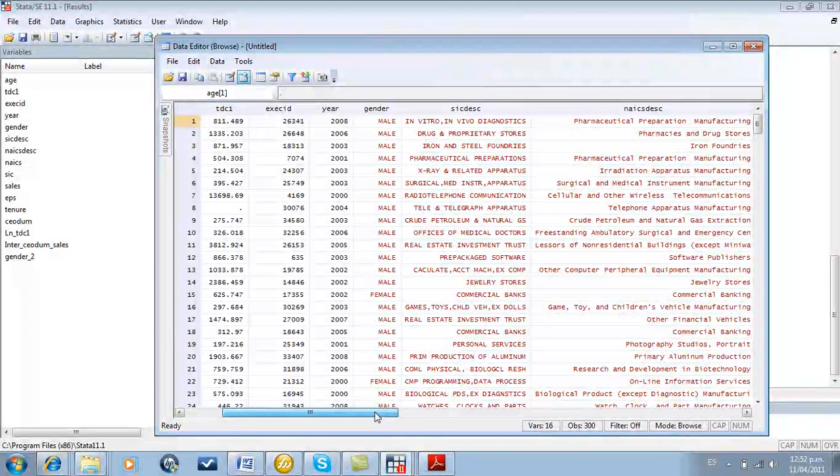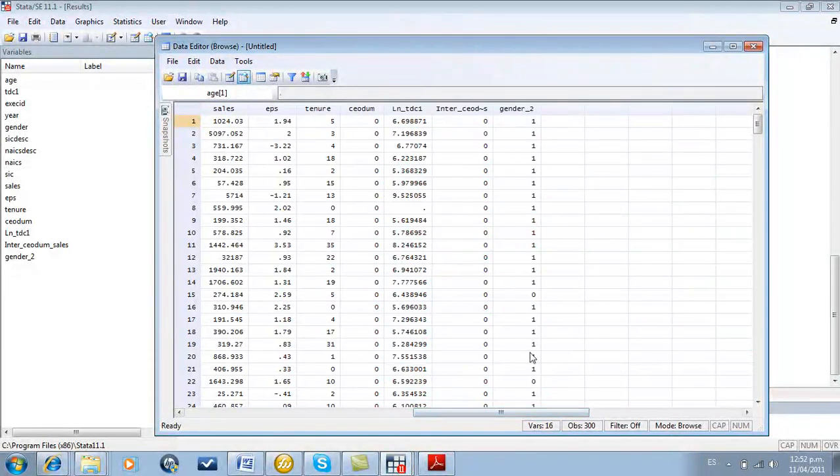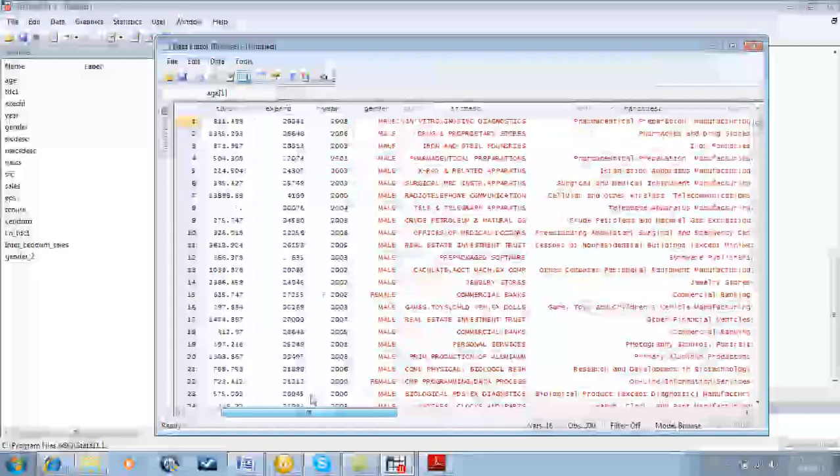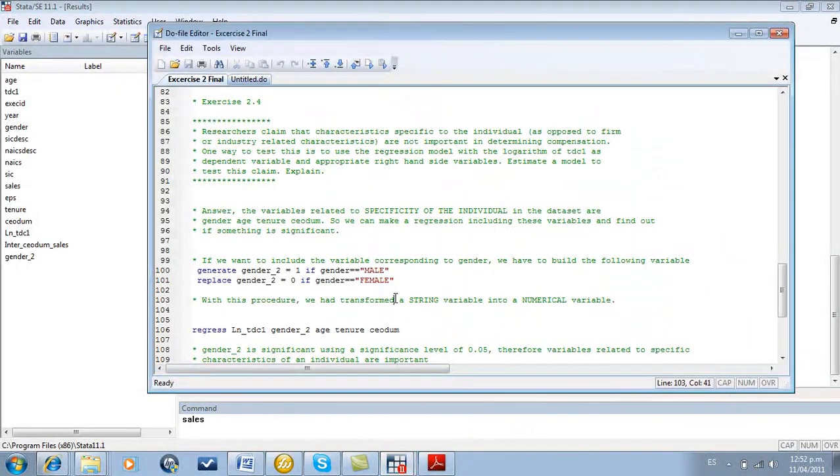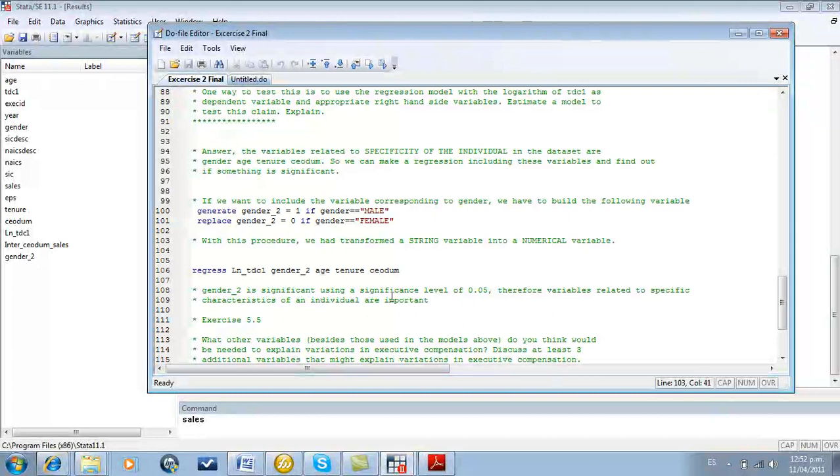So males get a 1 and females get a 0. That's our dummy variable. With this procedure we have transformed a string variable into a numerical variable, and now we can do a regression with our dummy variable included. So I will regress this one over here.